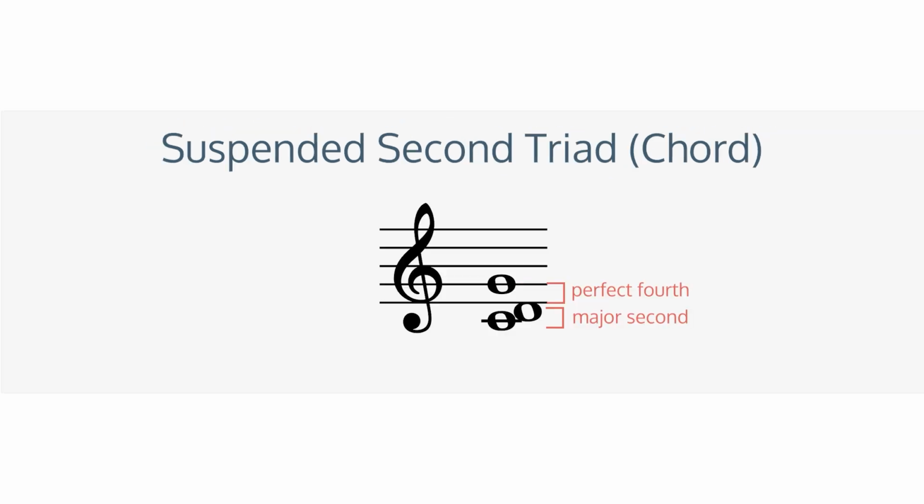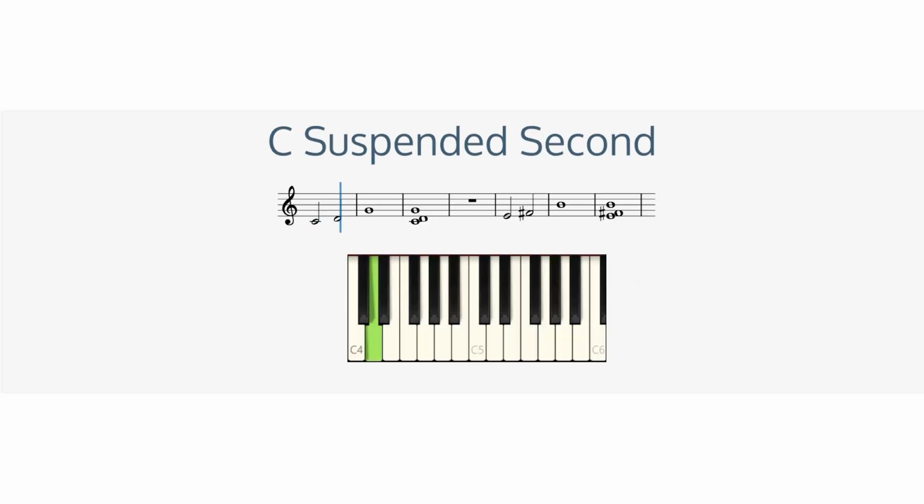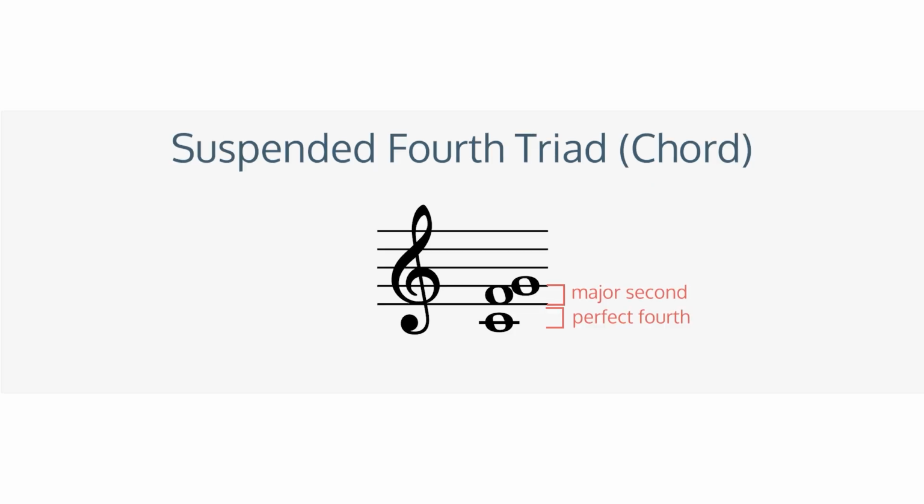Suspended chords always have a second interval. The suspended second chord means the first interval in the chord is a major second, so it's almost a major triad, but the first interval is a major second instead of a major third. The suspended fourth chord is also almost a major triad, but the first interval in this chord is a fourth and the second is a major second.